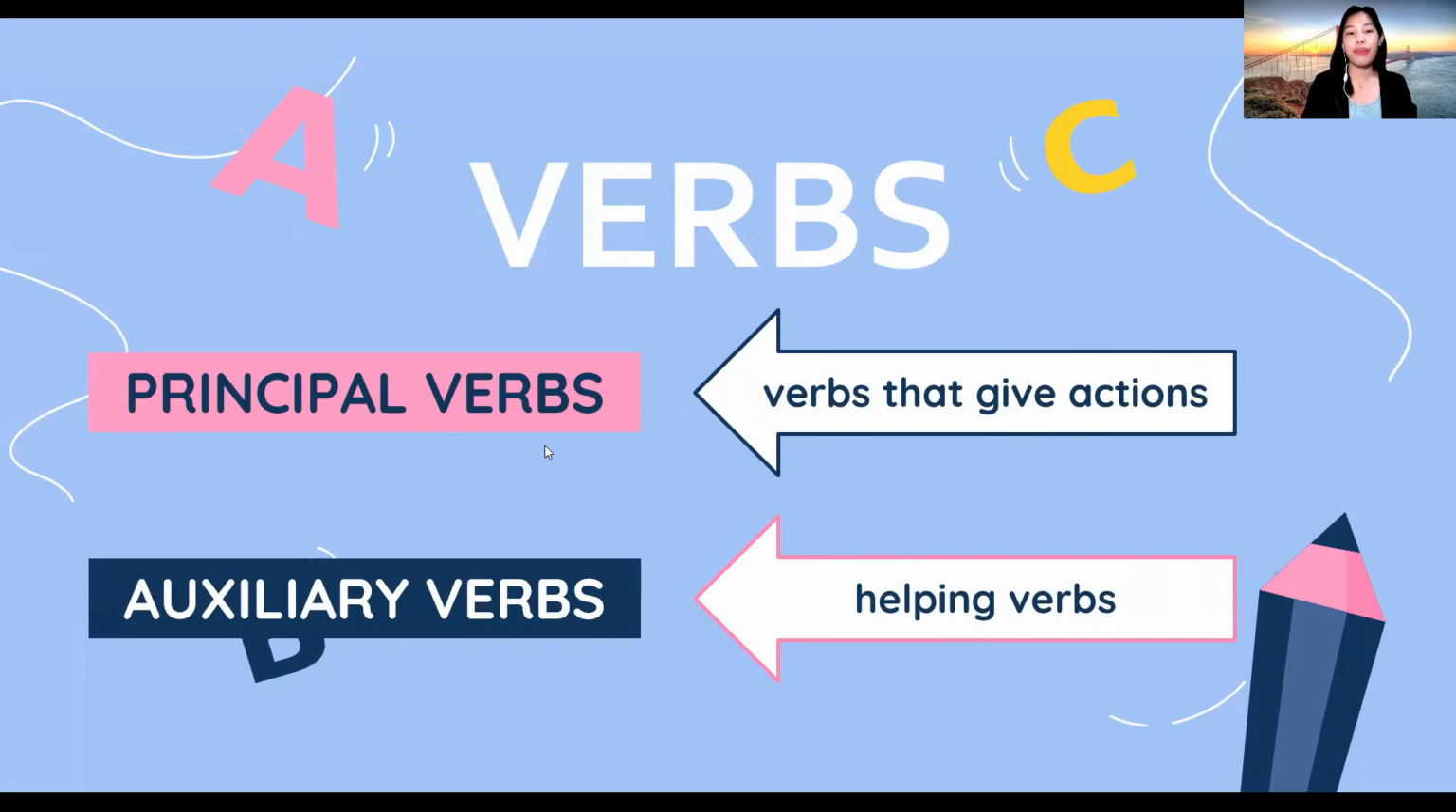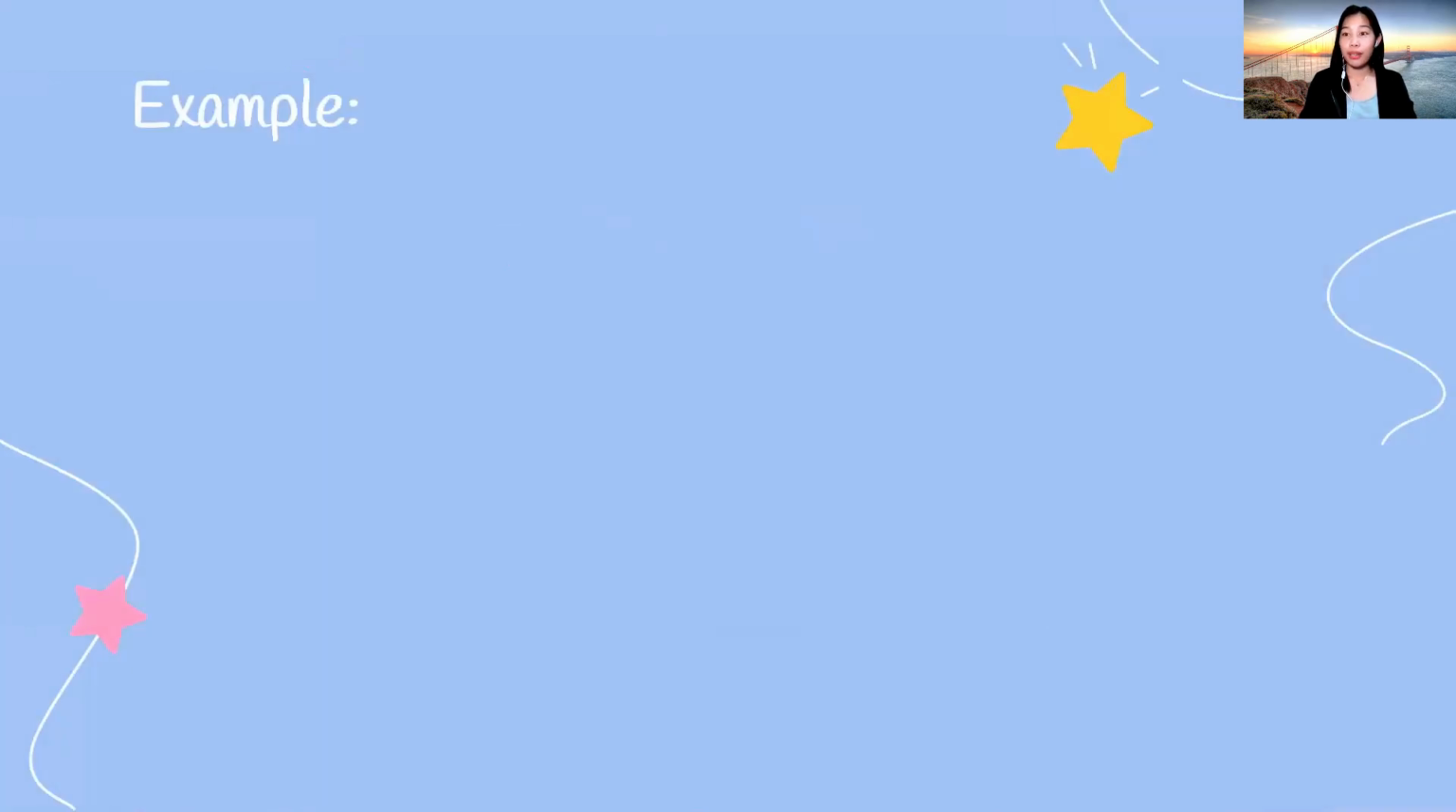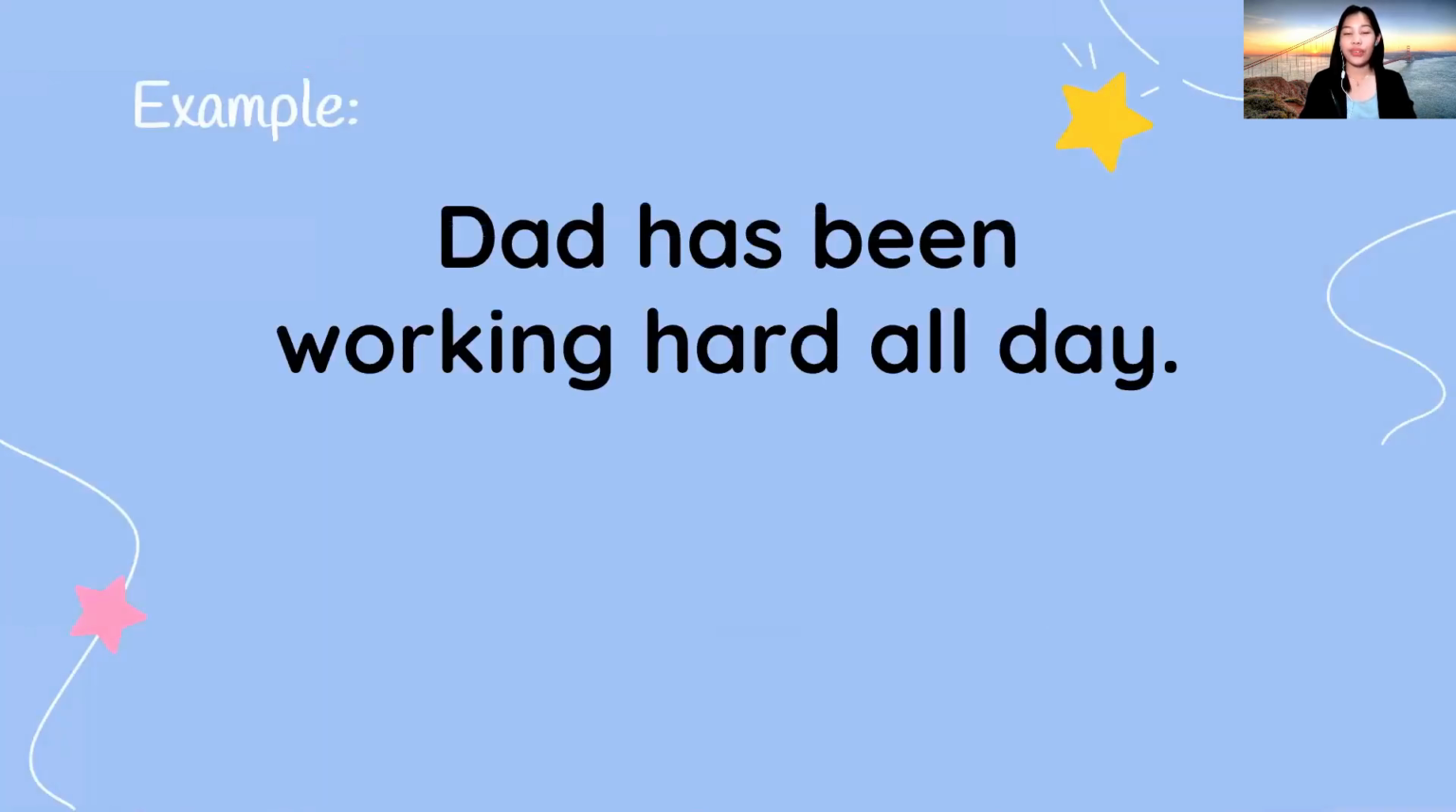An auxiliary verb is used with the main verb to help express the main verb's tense, mood, or voice. Examples are have been, had been, will be, and should be. Here I have sample sentences. For the first one, kindly read.